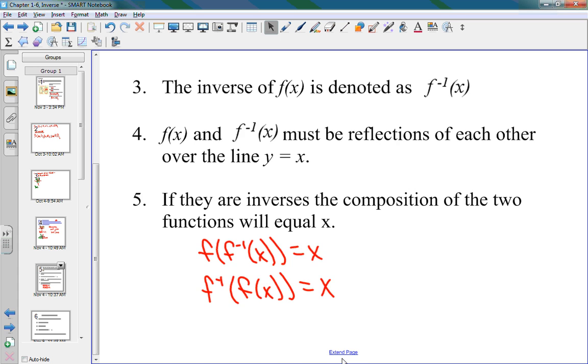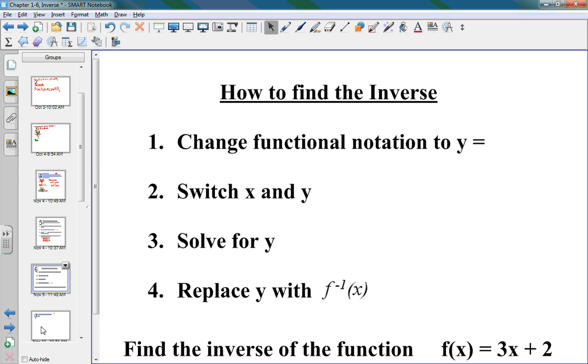Okay. Now, how do we find an inverse? First thing you want to do is get rid of function notation. What is function notation? f of x, g of x, h of x. You with me? That's that formal notation. And what you want to replace f of x with is your lovely little y equals. So if you see f of x equals, replace it with y equals.